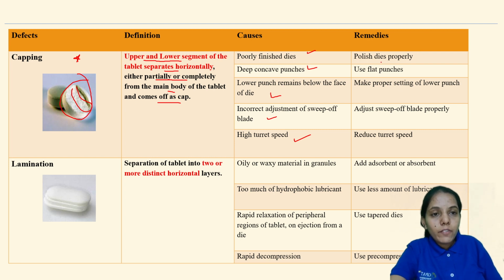So whatever the causes, we have to act according to the remedies. If poorly finished dies, then we have to polish the dies properly. Next is deep concave punches, then we have to use the flat punches. Then ensure proper setting of lower punches, adjust the sweep off blade properly, and if the speed is high, then reduce the speed also. So these are some of the remedies.